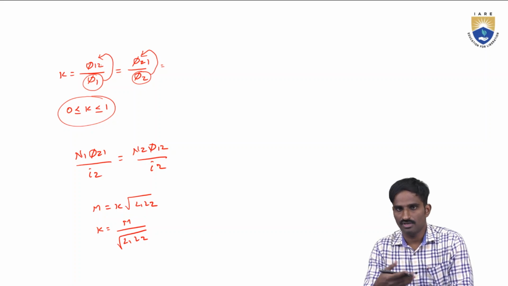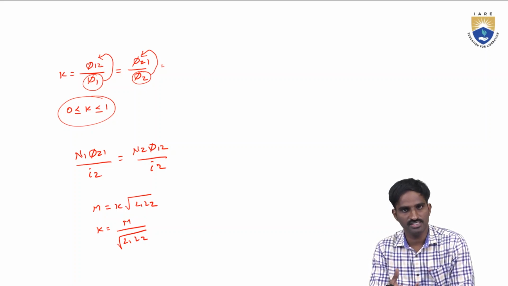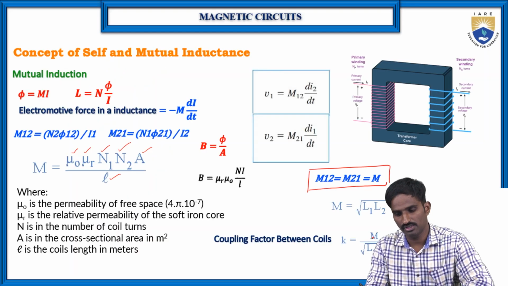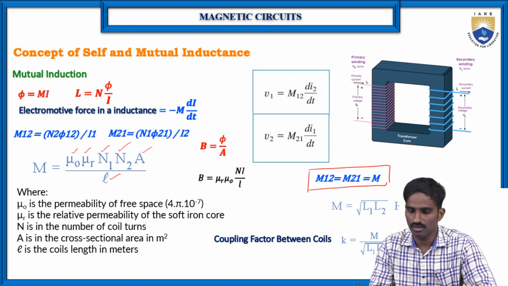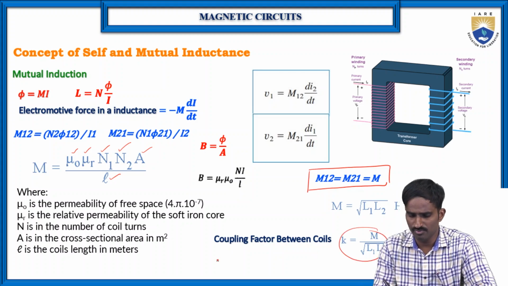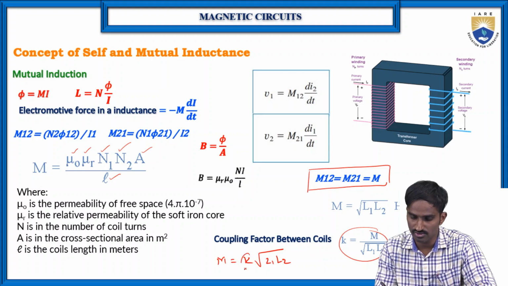Because if it is a single coil, the flux produced by the coil links with itself first, and after that it will link with the secondary coil also. That's why the coefficient of coupling K is equal to M divided by square root of L1 L2. In other words, from this we can also derive the mutual inductance: M is equal to K into square root of L1 and L2. So the mutual inductance also depends on K.